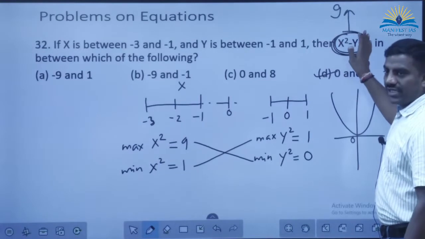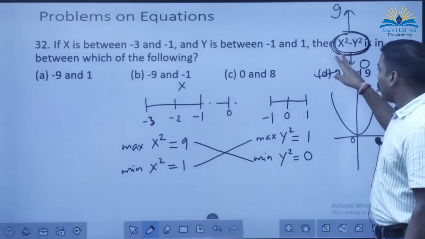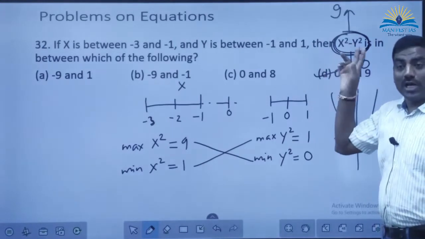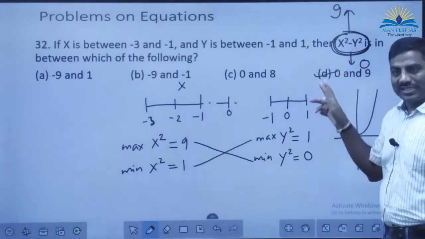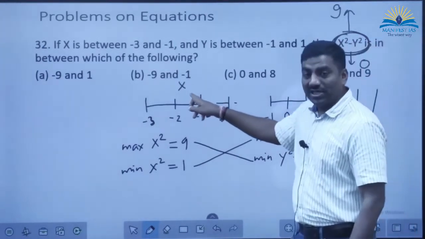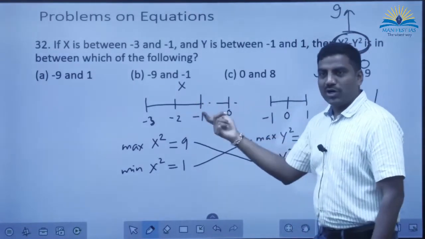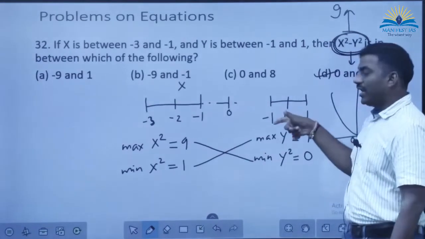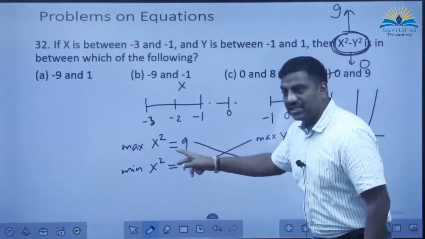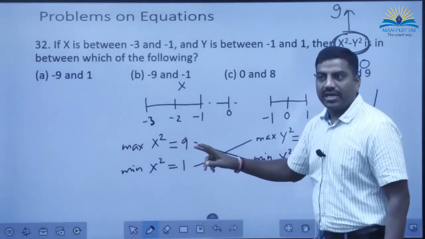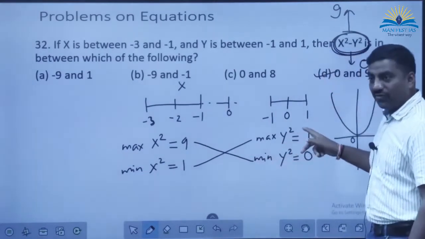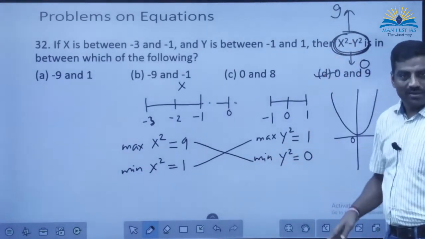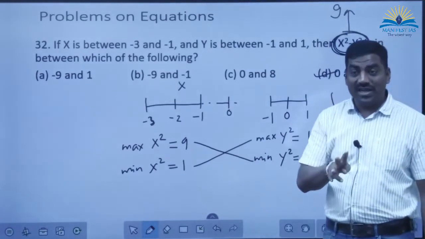See, here they are asking the range of this one. But to know the range of this particular expression, you have to know the individual ranges of x square and y square. While you are knowing the ranges of x square and y square, you should know the range of x. So first we are knowing the range of x, range of y, then the range of x square, then the range of y square, then the range of x square minus y square. So we are totally seeing 3 ranges.